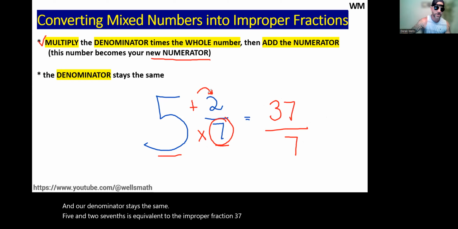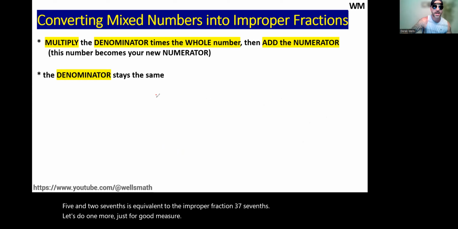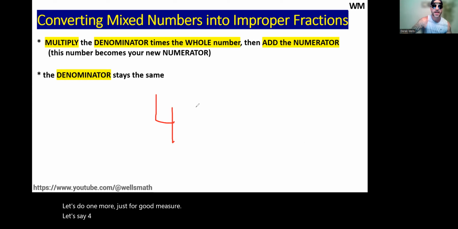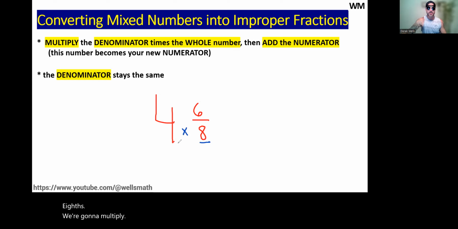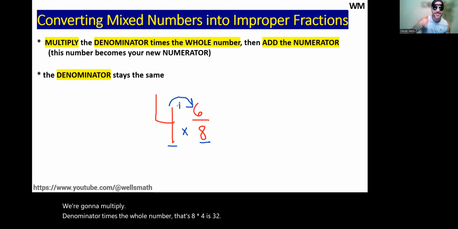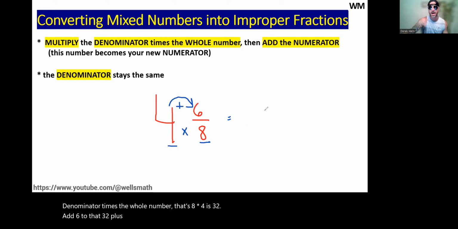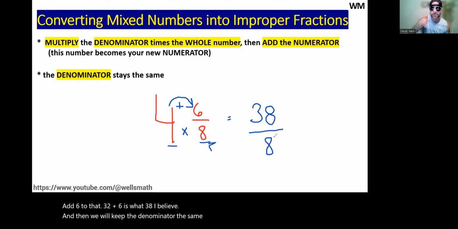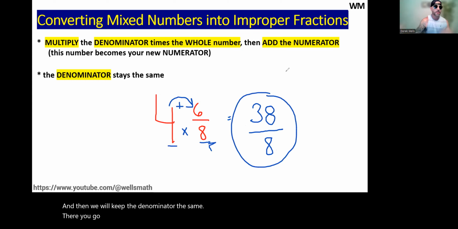Let's do one more, just for good measure. Let's say 4 6/8. We're going to multiply denominator times the whole number. That's 8 times 4 is 32. Add 6 to that. 32 plus 6 is what? 38, I believe. Then we will keep the denominator the same. There you go. That's it.